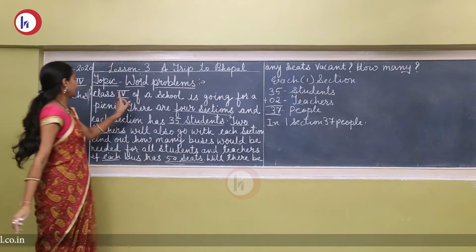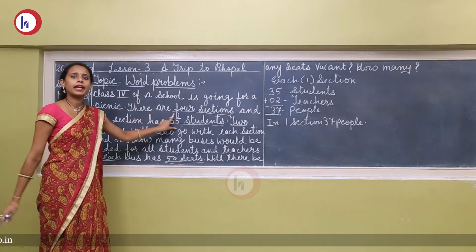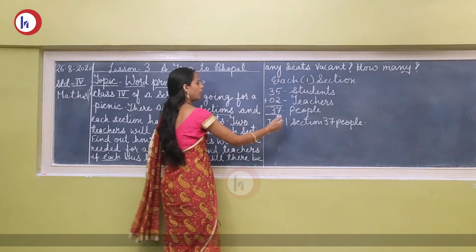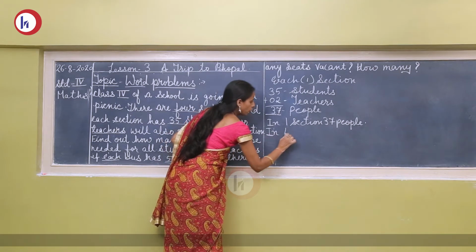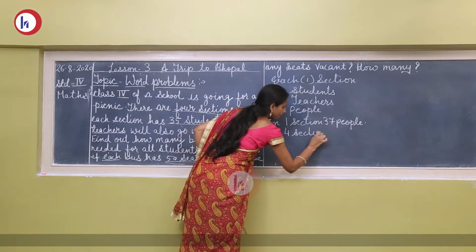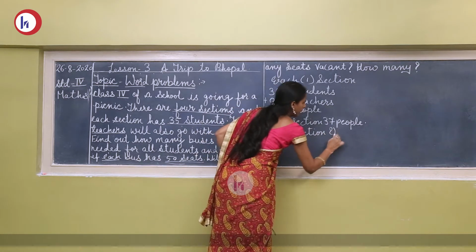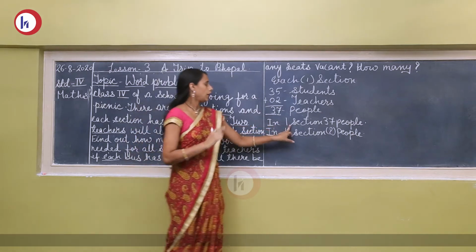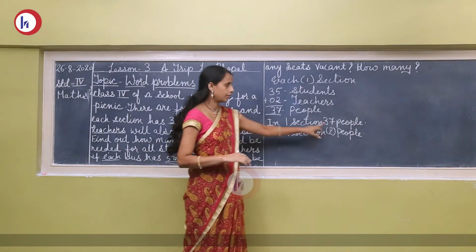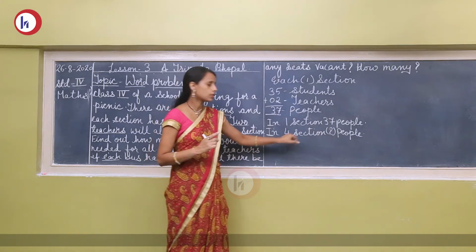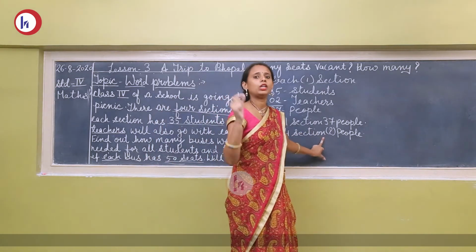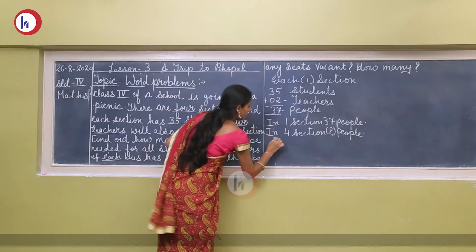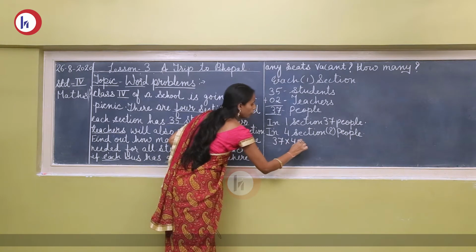Then see, how many sections are there? 4 sections. And we have the information of 1 section, so we have to find out for 4 sections. In 4 sections, how many people? See, the value of 1 is given and the value of more than 1 is asked. So the rule is that when the value of 1 is given and the value of more is asked, we will do multiplication. So 37 multiplied by 4.